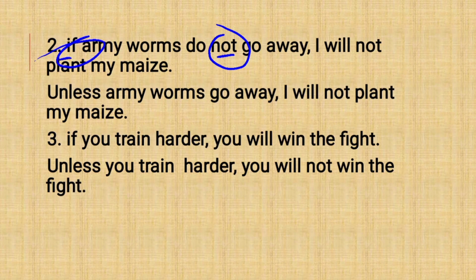So unless armyworms go away, in the actual sense, you mean if armyworms do not go away, because the unless has got two words, if and not. So unless armyworms go away, I will not plant my maize, because the armyworms have not gone away. So unless is negative, please.